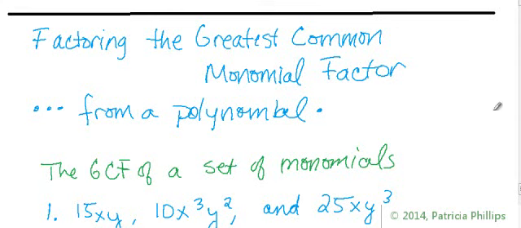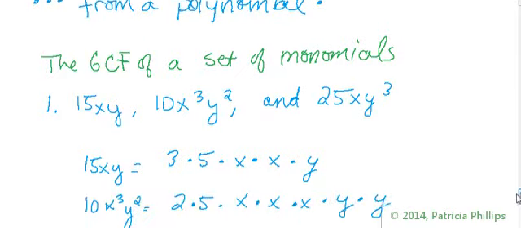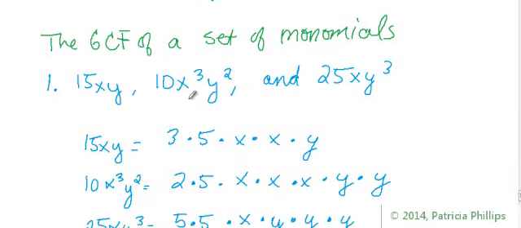Okay, so first of all, we're going to start off looking at these problems. Let me move this up. This question says just to get the greatest common factor of a set of monomials. This is basically your introductory type of question, where all you need to do is just find it and bring it out. So, here are the monomials: 15xy, 10x cubed y squared, and 25xy cubed.